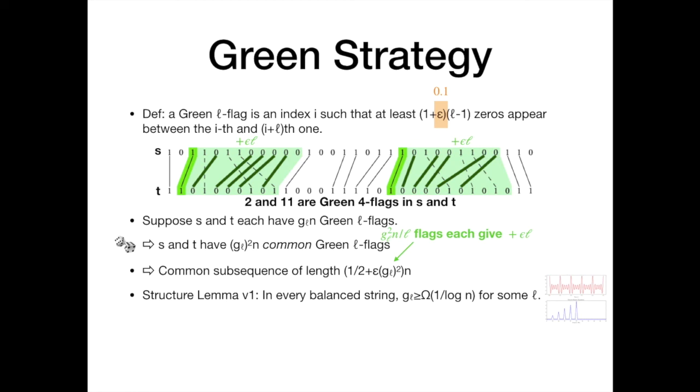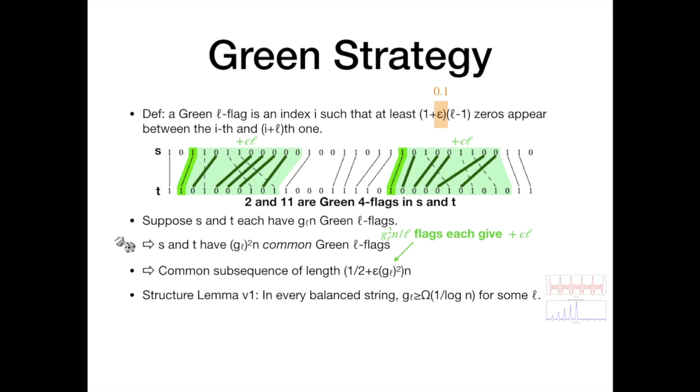And what we show in this structure lemma is that in every balanced string, there always exists some L such that G of L is at least 1 over log n. So there's always some L such that the string has at least n over log n green L flags. There's a bit of a caveat. It's either the string or the reverse string, but we sweep that under the rug for now too. So just pretend it's this.